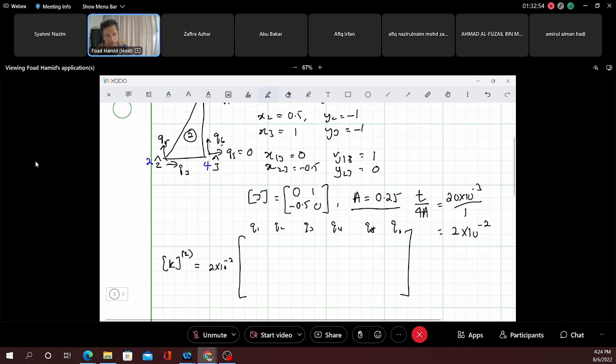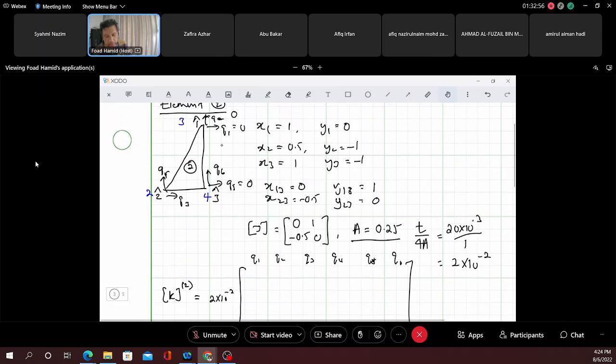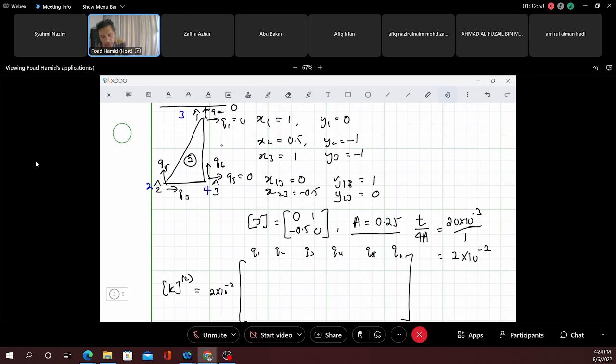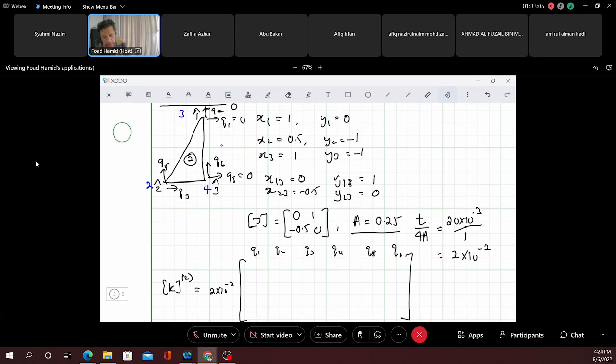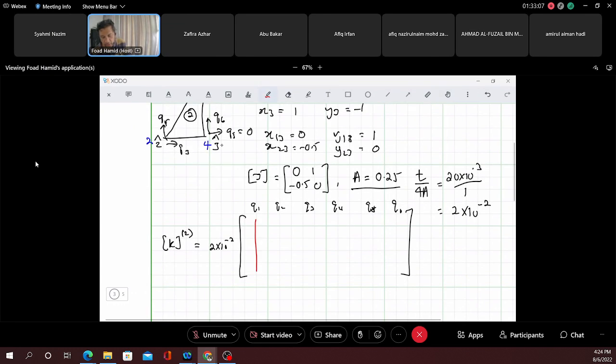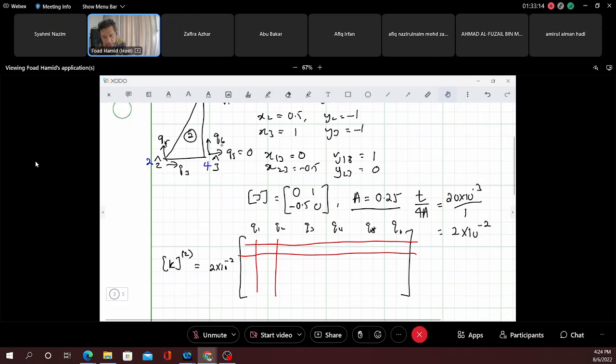Okay, so we note that our Q1, Q2 is equal to 0 and 0, so we do not need Q1 and Q2. And because of that, we also do not need this one. Okay, how about Q5 and Q6? Okay, Q3 and Q4 are our unknown degrees of freedom. Q5 is 0, so we do not need this one. And at the same time, we do not need this one.